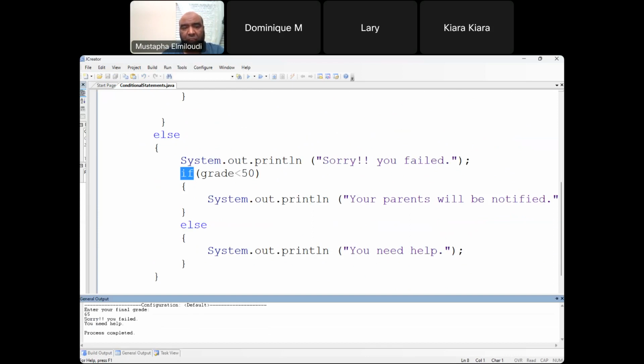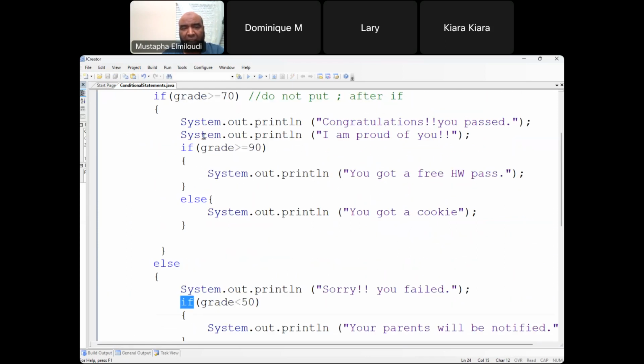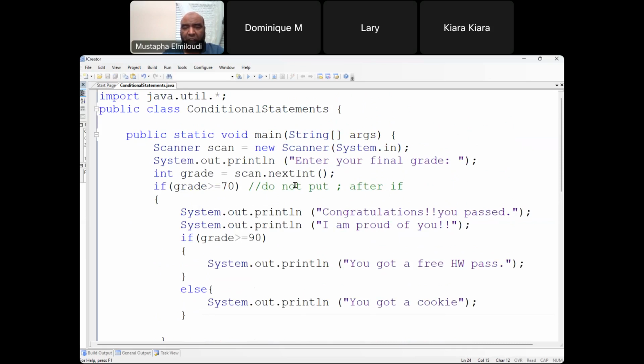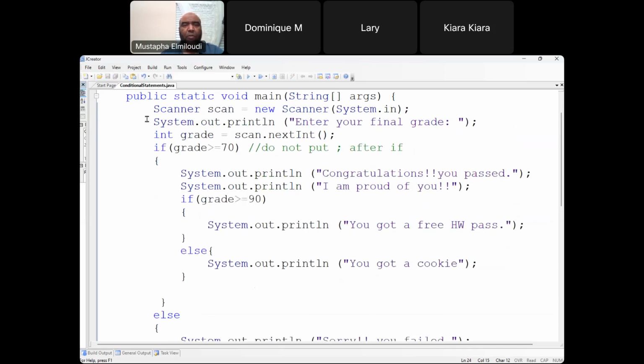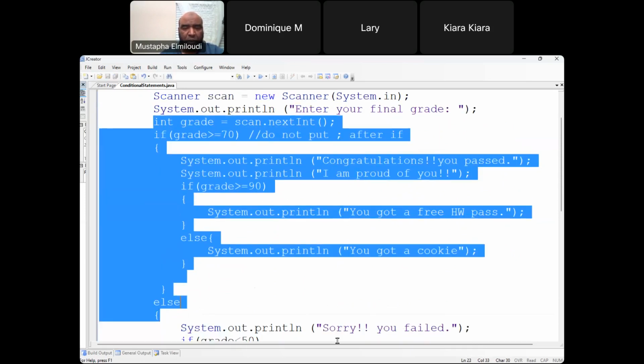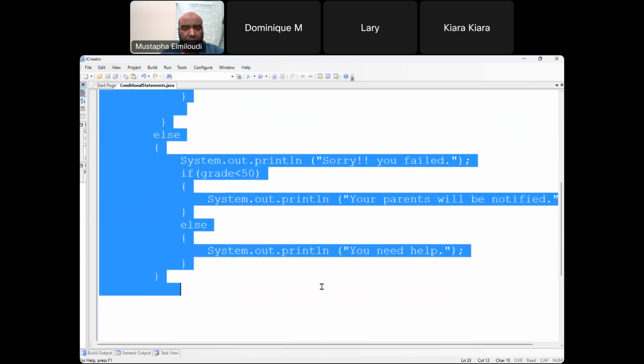So this is if else, and then we also have nested if. Nested is when you have one inside another. When you have one inside the other, it's like and. It's like you are saying if grade is higher than 70 and higher than 90. When you have one inside the other, you can replace it with and. All right, so this is the first type of if else. Now, let's look at another one.